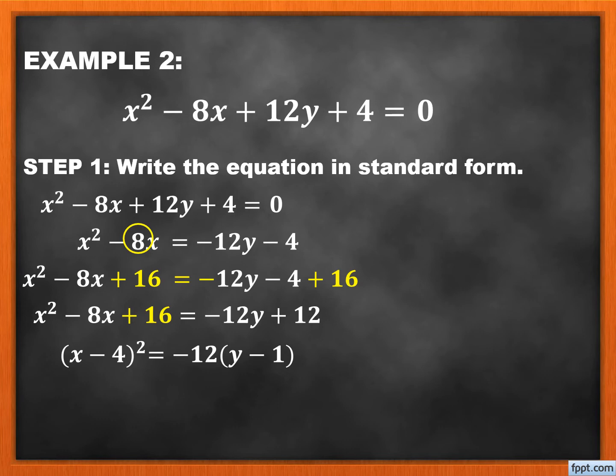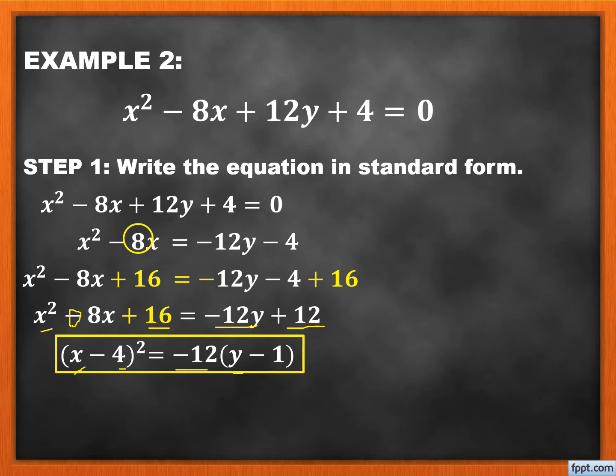How did we get these factors? The square root of x squared is x. Get the sign of the middle term, which is a minus sign, and the square root of 16 is 4. Then square those values. On the right side of the equation, the greatest common factor of -12y and +12 is -12. -12y divided by -12 is +y. 12 divided by -12 is -1.